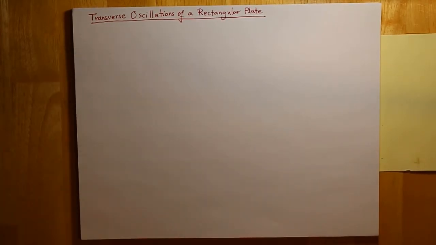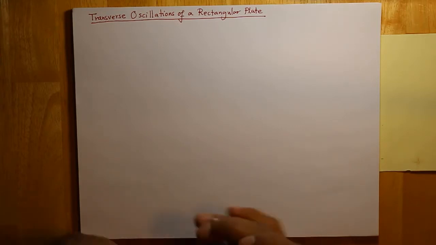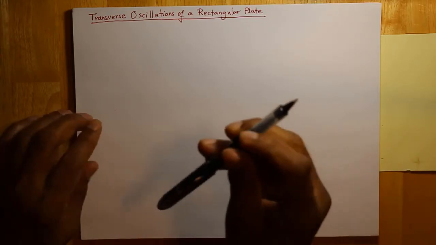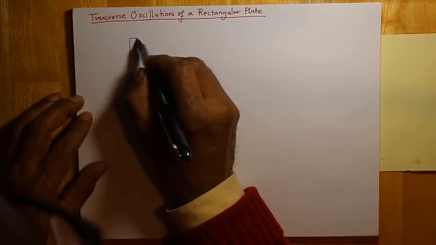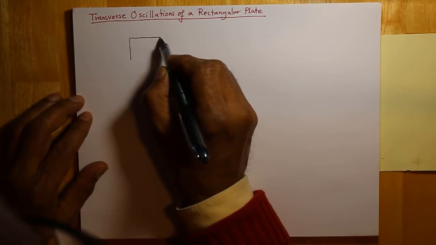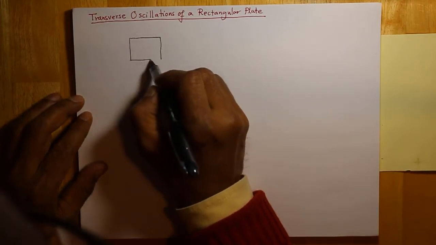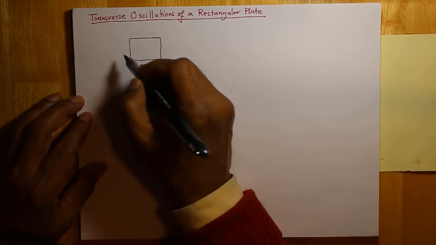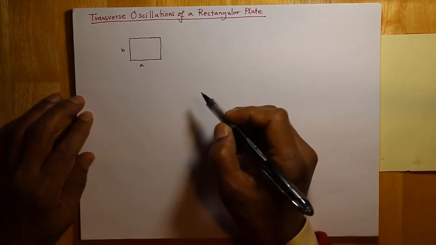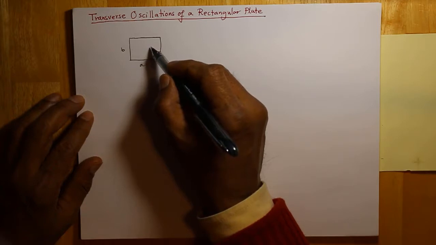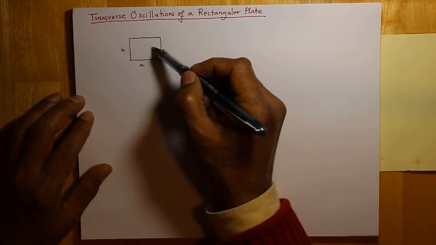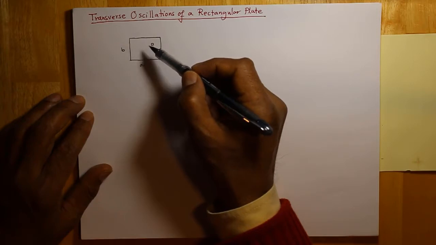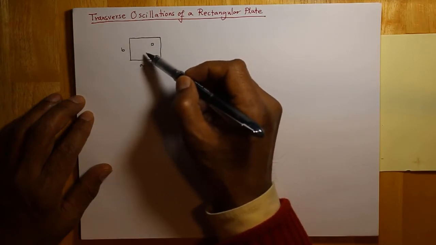Hello. We are going to talk about a two-dimensional problem today. So we have a rectangular plate. This side is A and this side is B. And we want to study the oscillation of which is 90 degrees to the surface of the plate.